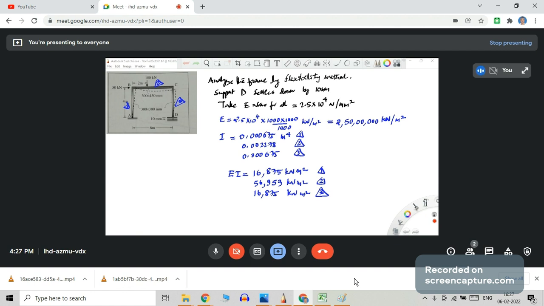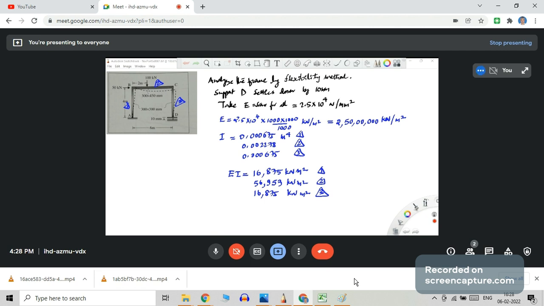This same problem, the other day last week, we have done using the stiffness method. We know how to do it using the stiffness method. The same thing will be repeated to attack it using the flexibility method.